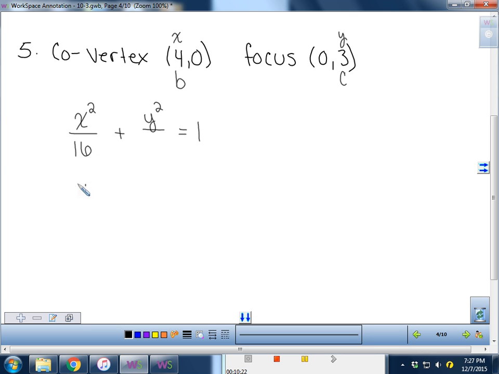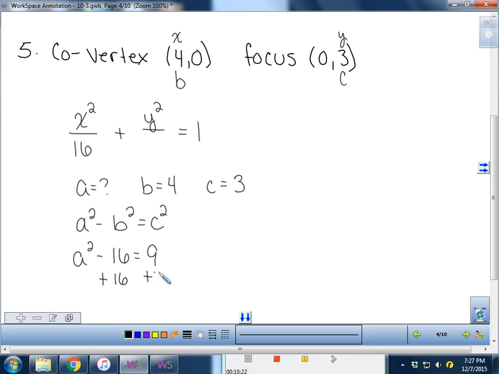So I already know I don't know my A. My B was 4, and my C is 3. So I'm going to plug into the formula A squared minus B squared equals C squared. All right? I don't know A, so I leave that alone. But I do know that B is 4, and if I square that, B squared is 16. And then I have to square my C. C squared is 9. All I have to do is add the 16. And I could square root right here to find A, but I don't need A. I need A squared. So A squared is 25, and I have my equation.